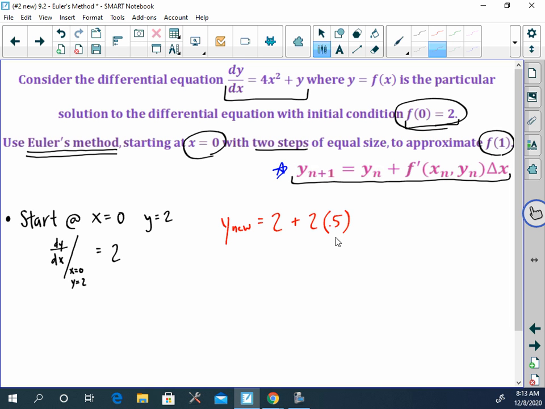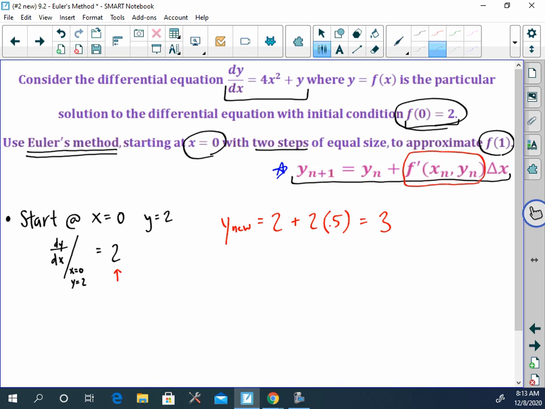Where'd you get the second 2? The second 2 is this one right here, because this part right here is what our slope is, which is our dy dx. Any questions on that? Okay, so then this equals 3, right?